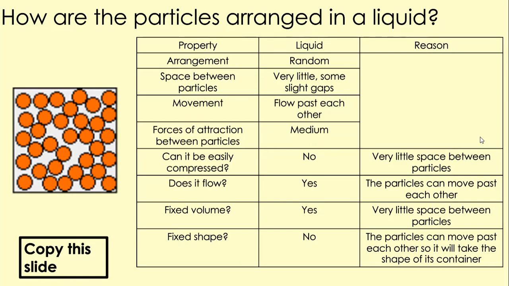So now moving on to a liquid. Again, you need to copy this down. In a liquid, if we were asked to describe the arrangement, we'd describe it as a random arrangement of particles because they're no longer in nice, neat ordered rows. In terms of space between particles, there's very little, so you've got some slight gaps there, but there shouldn't be any gaps that are big enough to draw a new particle in.